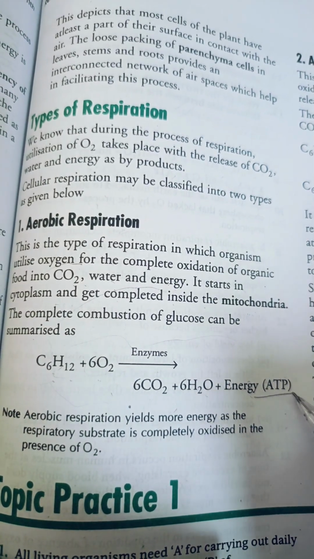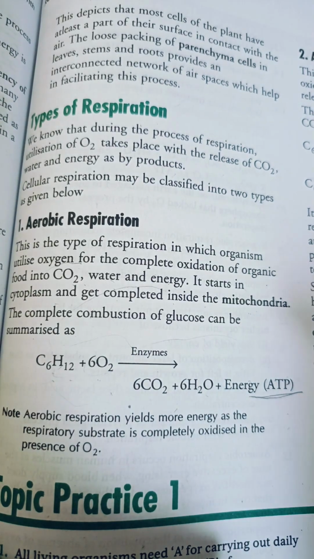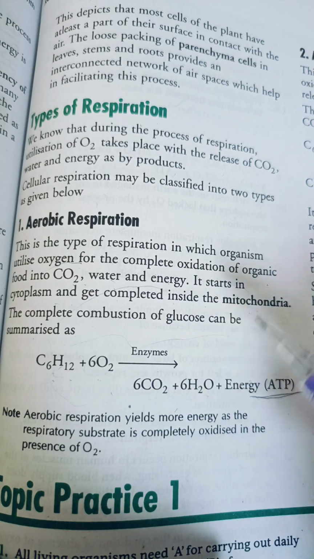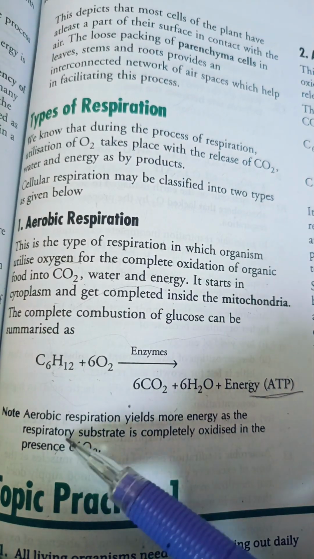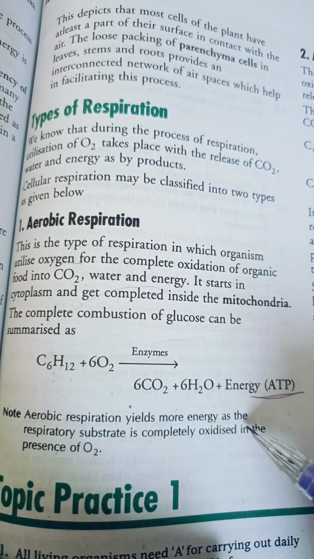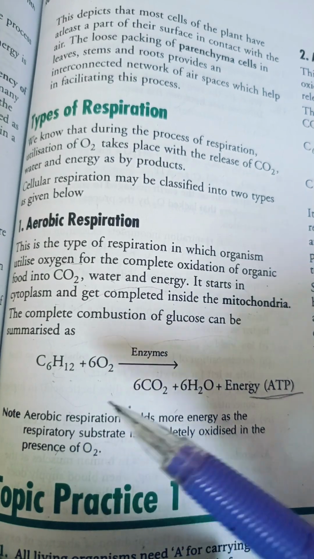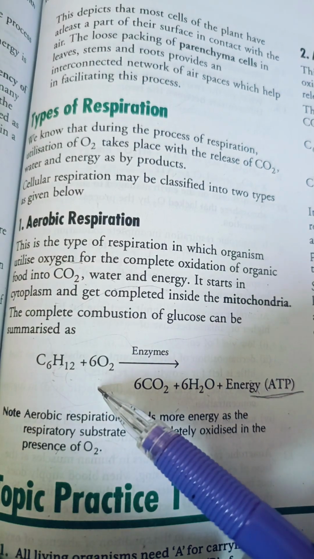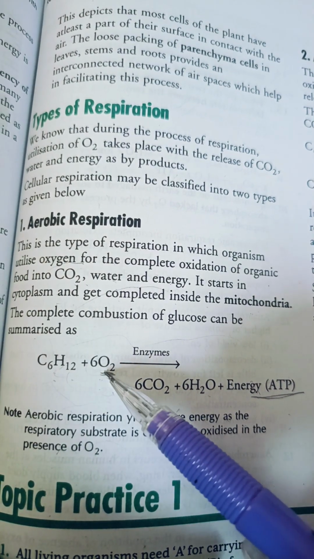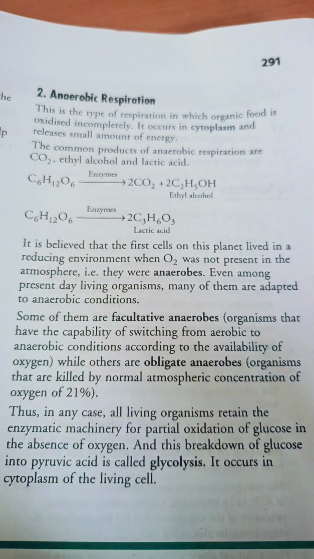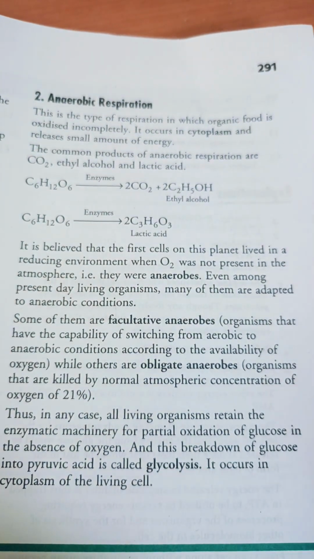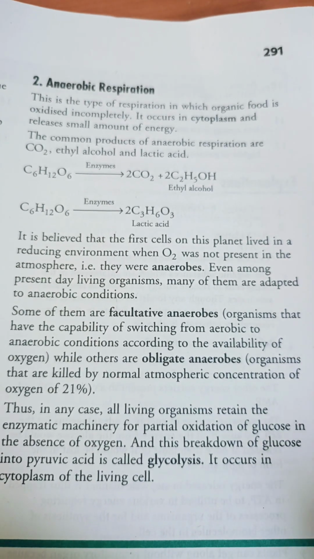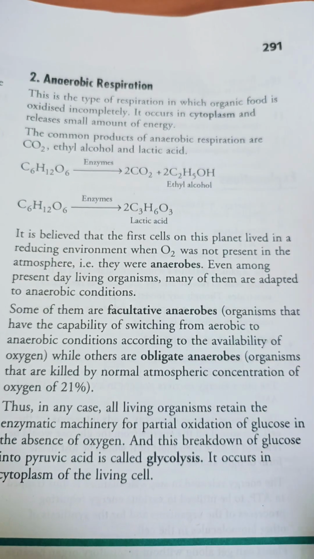Formation of ATP takes place, and this ATP is utilized as energy. This is aerobic respiration, where the respiratory substrate is completely oxidized in the presence of oxygen, releasing more energy. This process of forming energy requires oxygen. So, respiration at the cell level: first is aerobic, which requires oxygen. Second is anaerobic, which does not require oxygen.